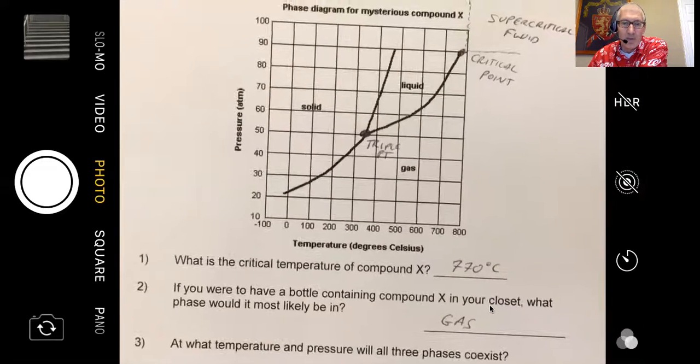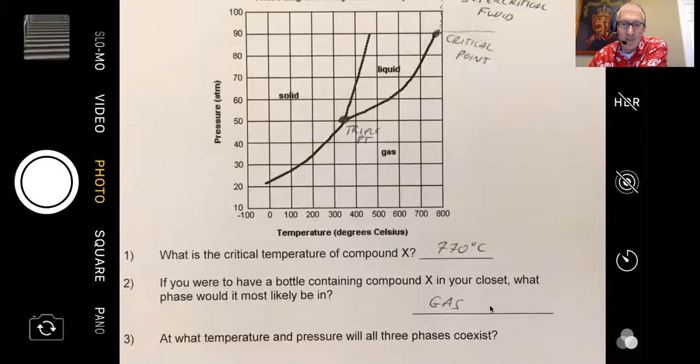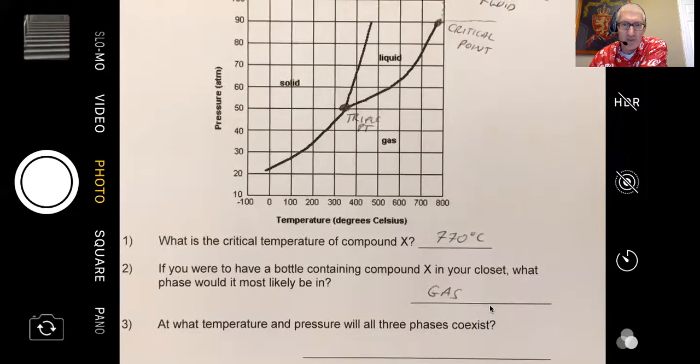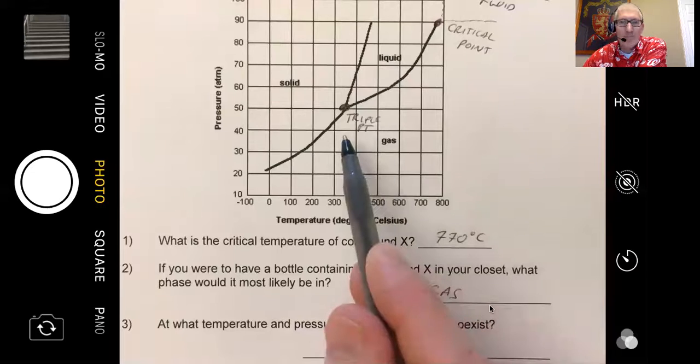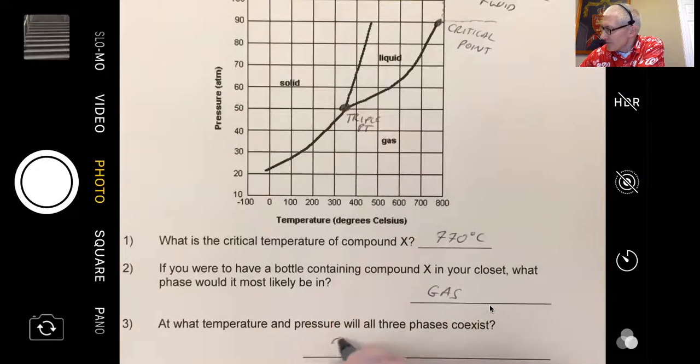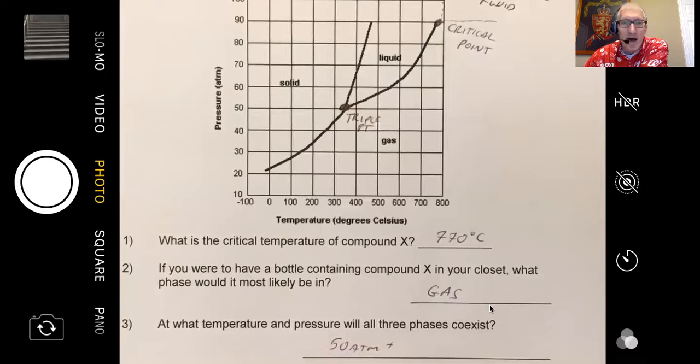Number 3, at what temperature and pressure would all three phases coexist? That's basically asking you for the temperature and pressure associated with the triple point. And so as I look at that, I'd say that's about 50 atmospheres, and we've got about, I'd say, 350 degrees Celsius.